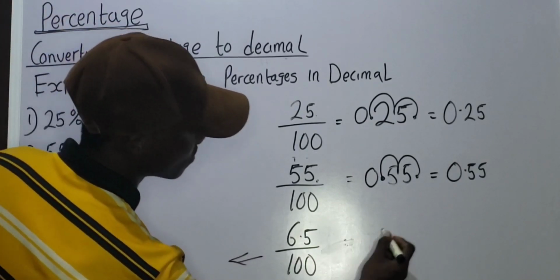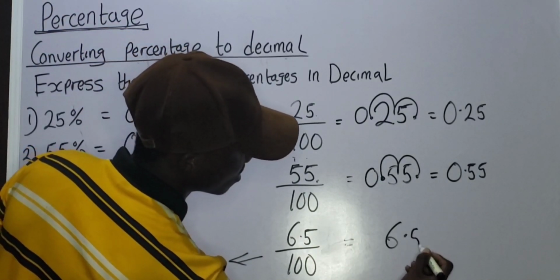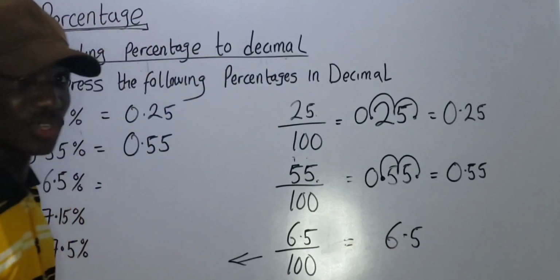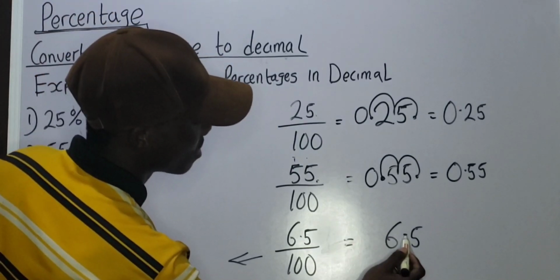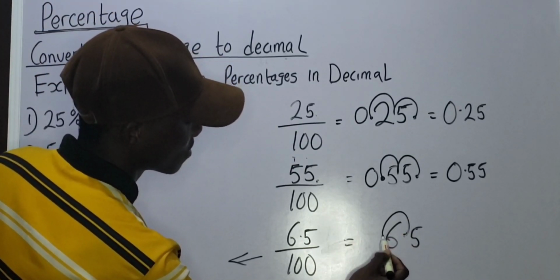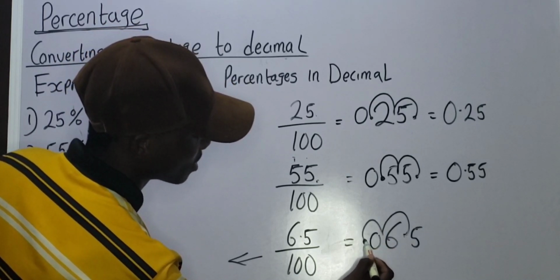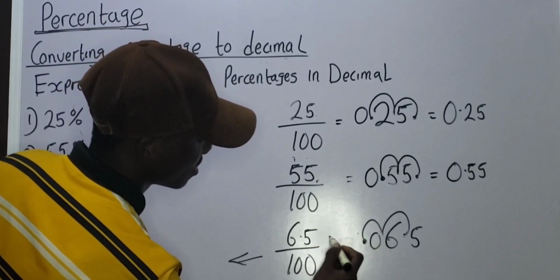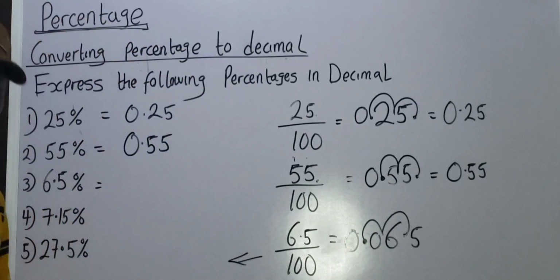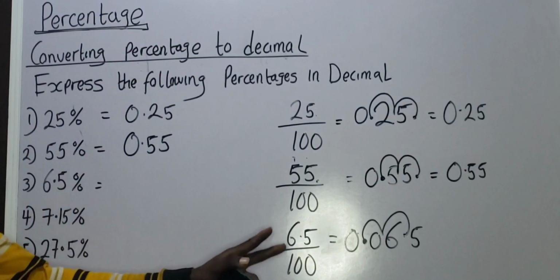We are going to move the decimal point 2 steps towards the left. So for this, I'm going to have 6.5. This is where the decimal point is. So I'm going to move the decimal point 2 steps. This is the first step and this is the second step. So I'm going to have 1 0 here and the decimal point will be here. So I'm going to have another 0 here. Please, do you understand how I solve this?